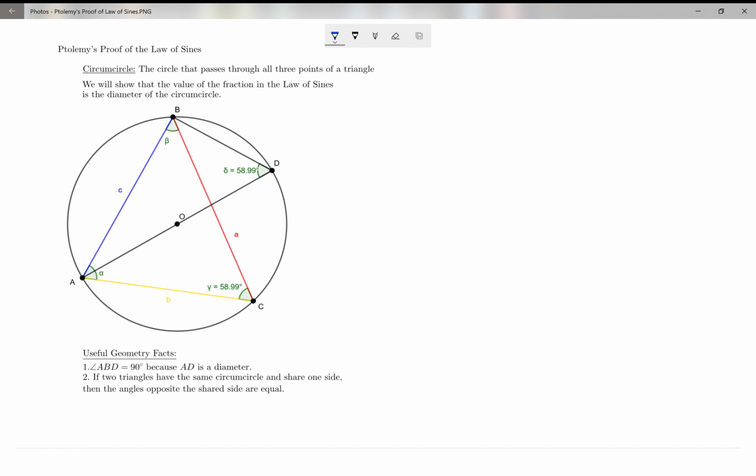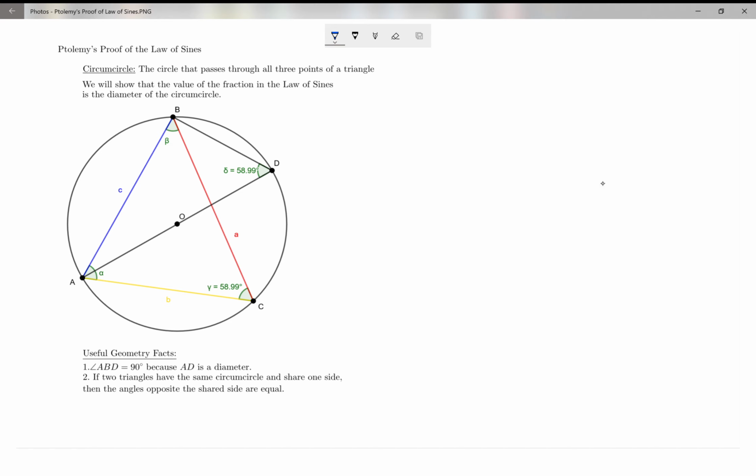We need a couple of ideas that we didn't talk about in class that come from geometry. One thing is what we call a circumcircle. A circumcircle is the circle that passes through all 3 points of a triangle. In this picture, you notice that for each of these two triangles, all 3 corners of the triangle meet the circle. So this is called the circumcircle of those 2 triangles. And we're going to show that the value of the fraction in the law of sines is actually the diameter of this circle.